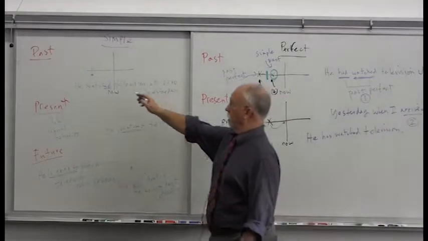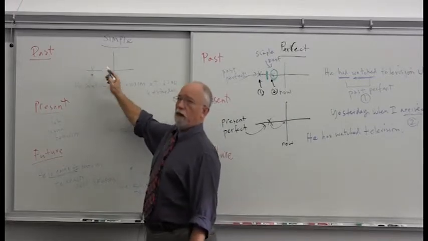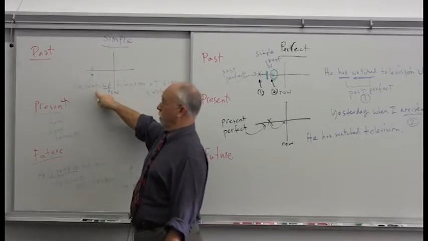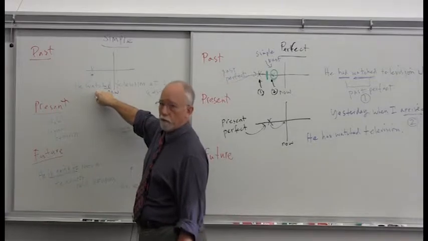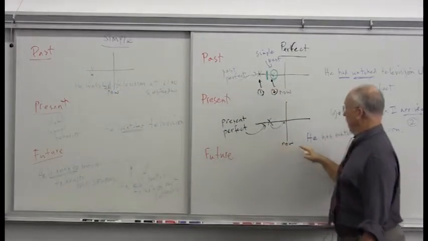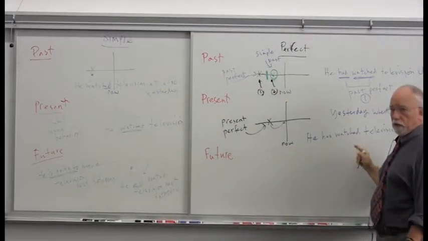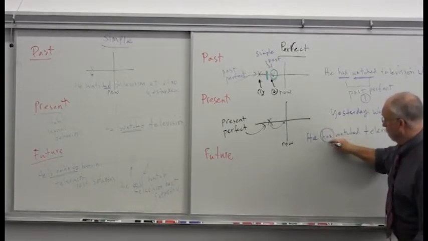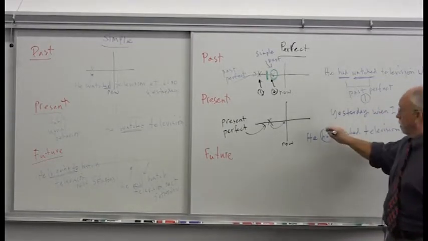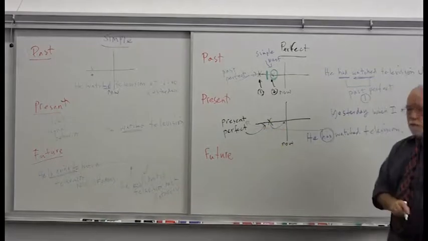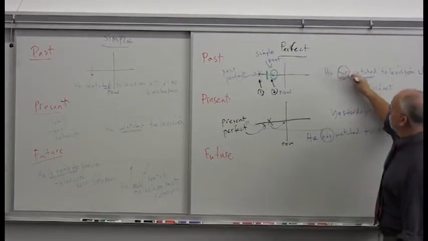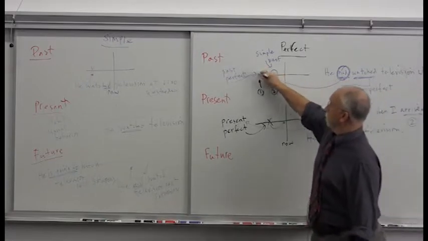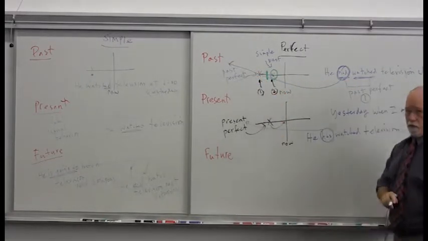Here we can say he failed his math class last quarter, a specific time, then we would use the simple past: he failed his math class. But here we would say he has failed a math class sometime. We don't know when. So here we're going to use present tense because this is present perfect. Here we use past tense because this is past perfect.